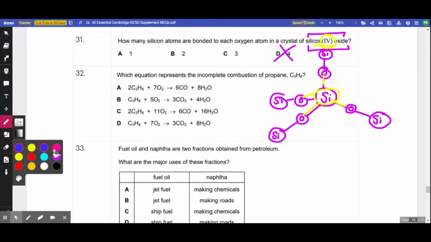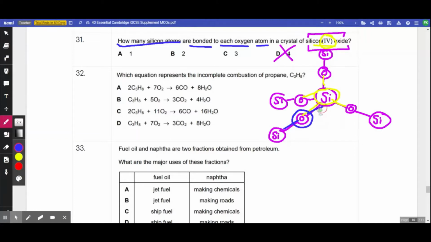However, the question does not ask that. The question asks how many silicon atoms are bonded to each oxygen atom. So you have to look at an oxygen atom, and the oxygen atoms are bonded onto 2 silicon atoms. So the correct answer is B, 2. Only 33% of the students surveyed actually got that correct.